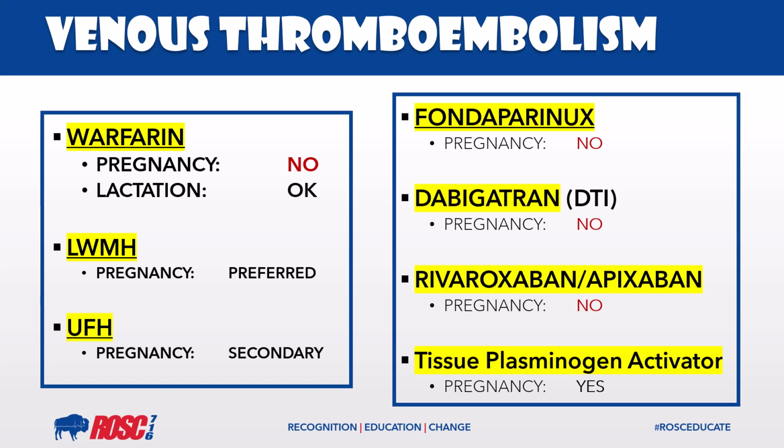When it comes to warfarin, absolutely not during pregnancy, but it is safe during lactation. And then direct thrombin inhibitors and 10A inhibitors are contraindicated in pregnancy. This is most likely just because pregnancy is an exclusion criterion in the majority of trials. Now, if mom has a high-risk/massive PE, TPA, tissue plasminogen activator, is indicated. It is appropriate for pregnancy. It does not pass the placental barrier.